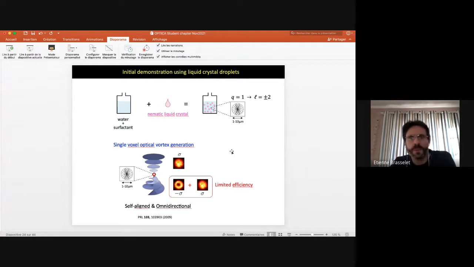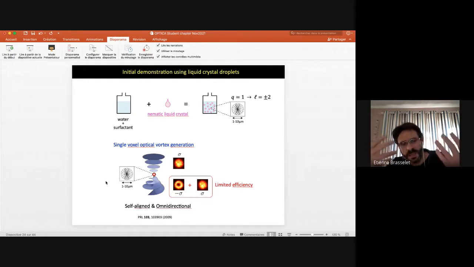So this is what we started 10 years ago, actually. This was the beginning of the story, using droplets of liquid crystals. So the idea is simply to mix a big macroscopic droplet into water plus some soap. You mix, stirring and shaking, and you get microscopic droplets. And those droplets, once trapped into optical tweezers, we were showing that you can generate optical vortices out of them, related to the existence in the central part of the droplet of a structural orientational singularity.